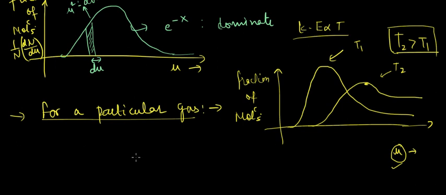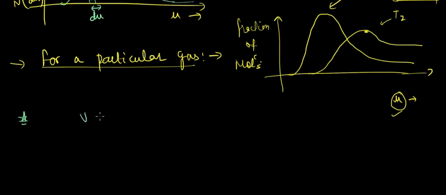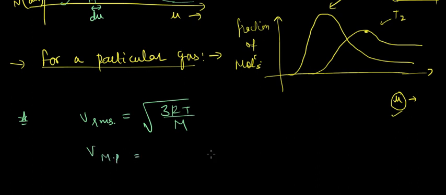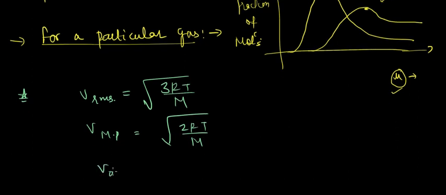Okay, so after this, let's define some terms to represent the velocity of gaseous molecules. So first, VRMS is root of 3RT upon m. Then we have V mp, or the most probable speed of molecules, that is root of 2RT upon m. And then we have V average, or the average speed of all the molecules, which is nothing but root of 8RT upon pi m.